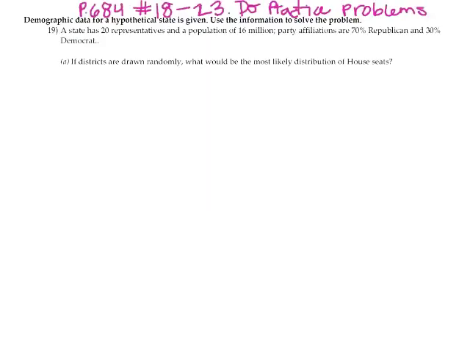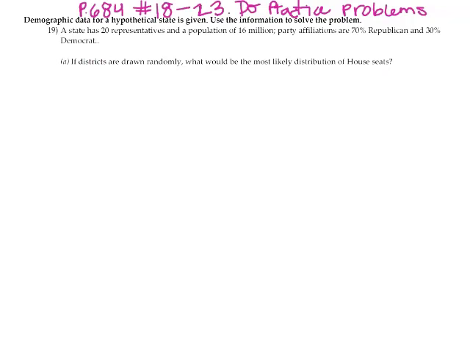For problem 19, we're going to start with 19A. Demographic data for a hypothetical state is given. Use the information to solve the problem. A state has 20 representatives in a population of 16 million. Party affiliations are 70% Republican and 30% Democratic. So if the districts are drawn randomly, what would be the most likely distribution of House seats?